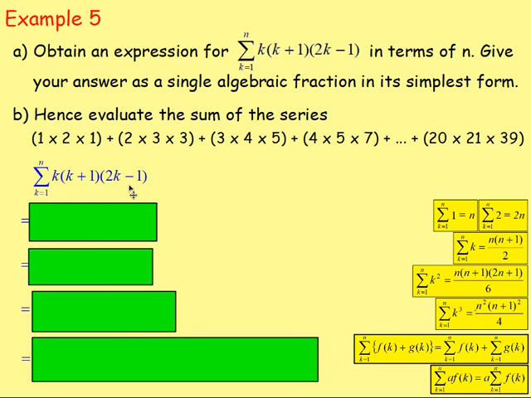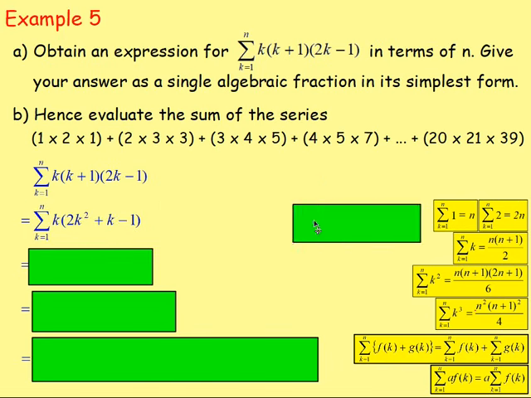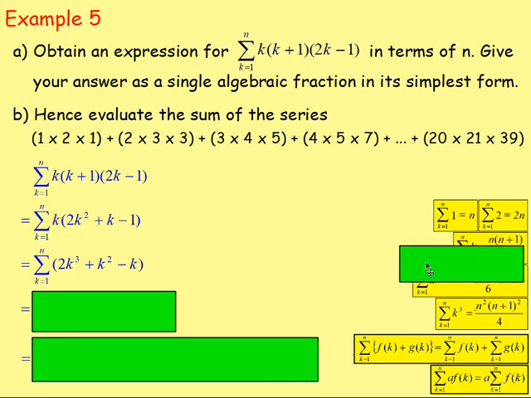So to do that, first of all, we are wanting to obtain our expression for the sum of k times k plus 1 times 2k minus 1. First stage is to multiply out the brackets. So multiply the brackets here, we've still got k times, and that multiplies out to be 2k squared plus k minus 1. Multiply each term by k, and that is what you get.